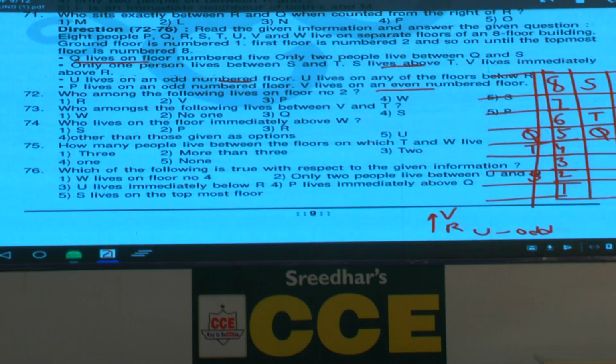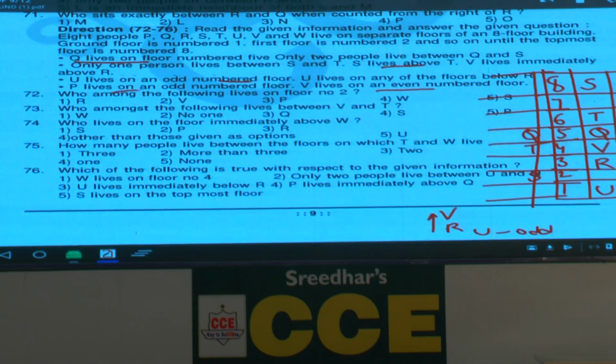Out of which second floor is not possible, because if second floor V is here, R will be here. U must be below this R, which is not possible. Hence, V cannot be on the second floor, V must be on the fourth floor. If V is on the fourth floor, then where should this R? R must be on the third floor. If R is here, U is on odd number floor below this one, hence U must be on the first floor. Then any other information here?